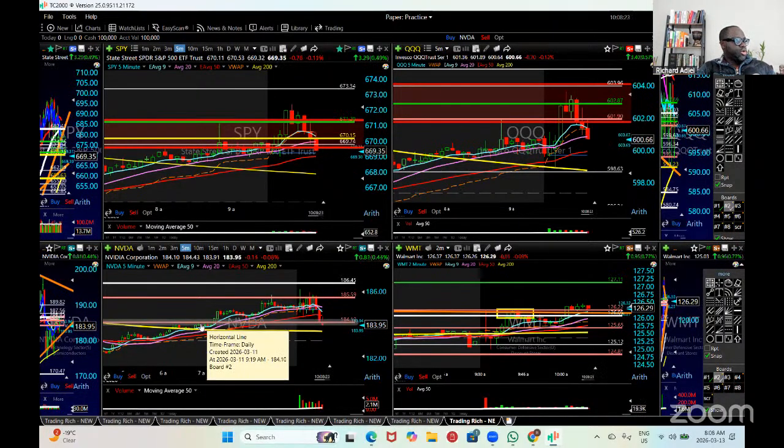In my short, I added to my position here, looking for that flash to the downside. Flash down. Let's see if we can get that flash down. There's a lot of whipsaw action, so just be careful. Give your trade some room. That's why I'm trading the MNQ.